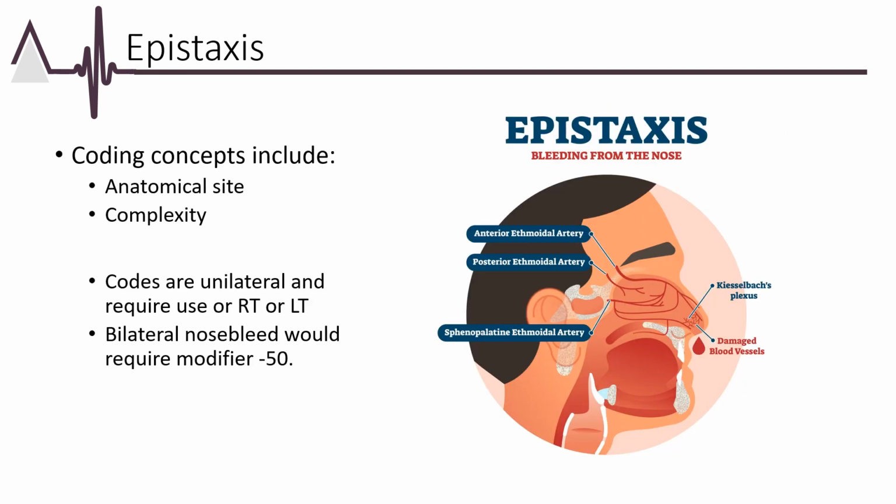The coding concepts for control of nosebleeds include anatomical site and complexity. Here's a tip. Codes for nosebleeds typically are unilateral, and the use of the RT or LT modifier would be appropriate. A bilateral nosebleed will require the addition of modifier 50 as indicated in the parenthetical instructions found in your CPT manual.